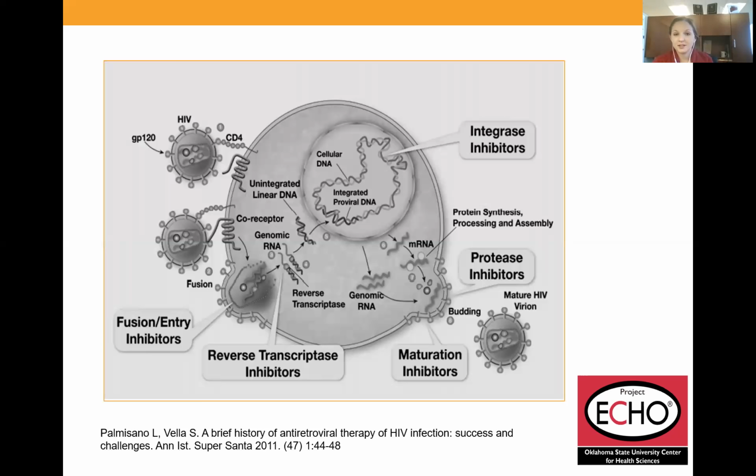So this is the viral life cycle of HIV and the virus entering the CD4 cell. So we're going to focus on the reverse transcriptase inhibitors, which stop the conversion of RNA to human DNA. So that's where we're at in the life cycle.